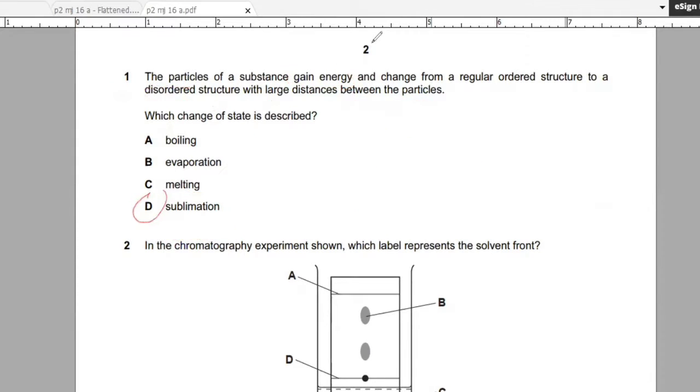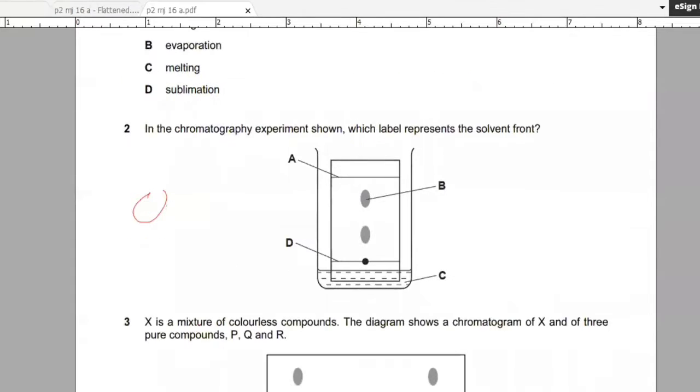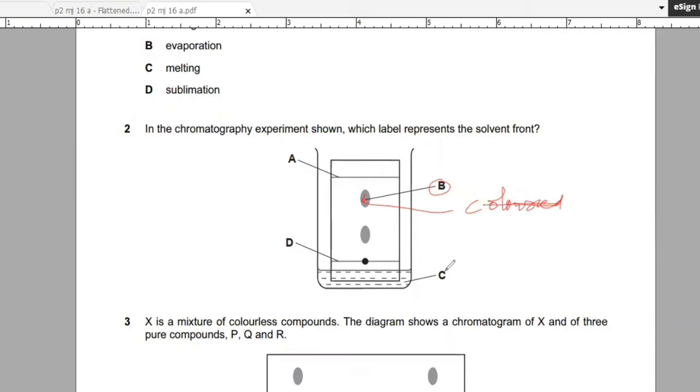Let me move on to the second question. Question number 2. In the chromatography experiment shown, which label represents the solvent front? So here there are 4 options you could see. It is also one of the easiest questions, I would say. Option B is basically a colored compound. And C is basically the solvent.